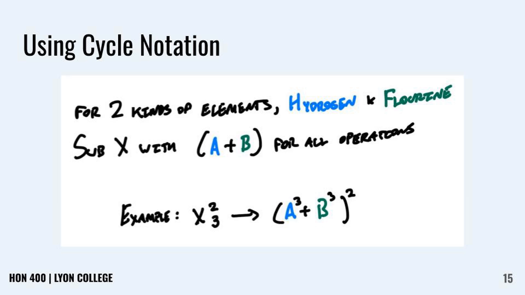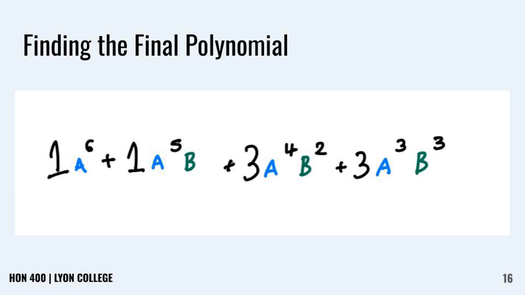The fun thing about cycle notation is that now we can use this to find a polynomial that represents the number of positions each element can cycle through according to that symmetry operation. So if, for example, we were fluorinating the molecule, we would have two kinds of elements, hydrogen and fluorine, represented as A plus B, and we would substitute this for that X. We then replace x with a plus b for each different symmetry operation and sum the resulting polynomials, which gives us this final polynomial telling us what isomers are possible for any combination of hydrogen and fluorine.